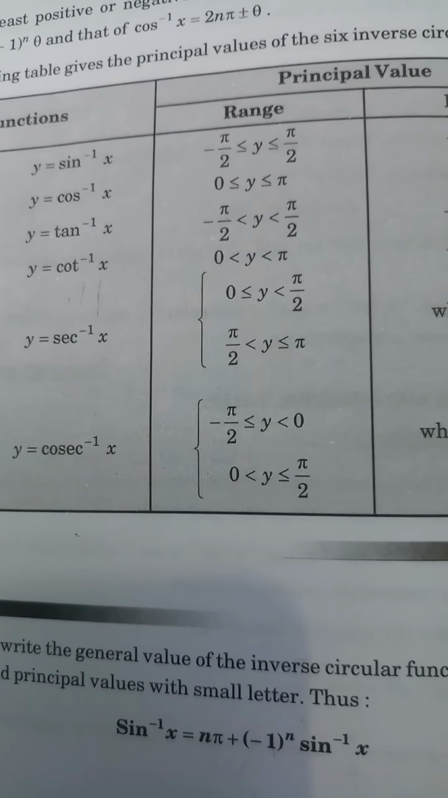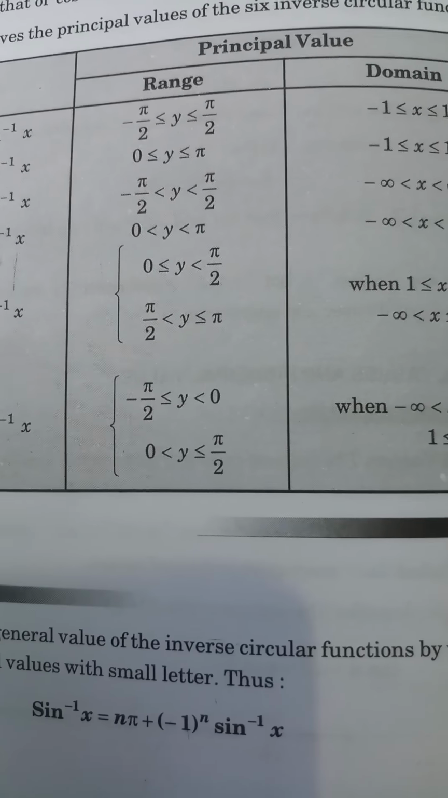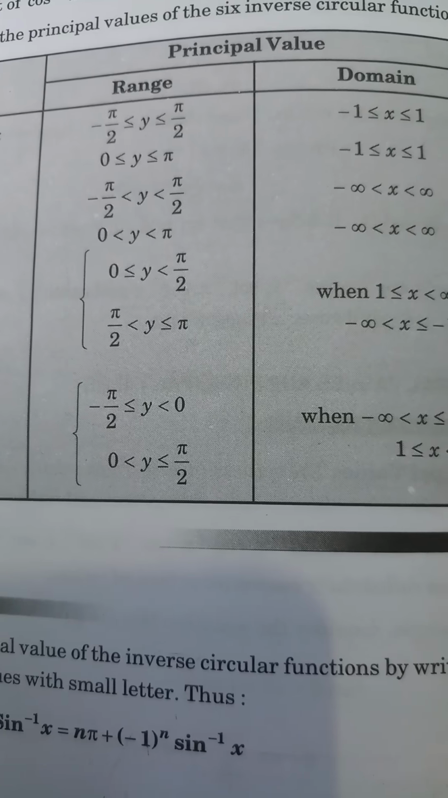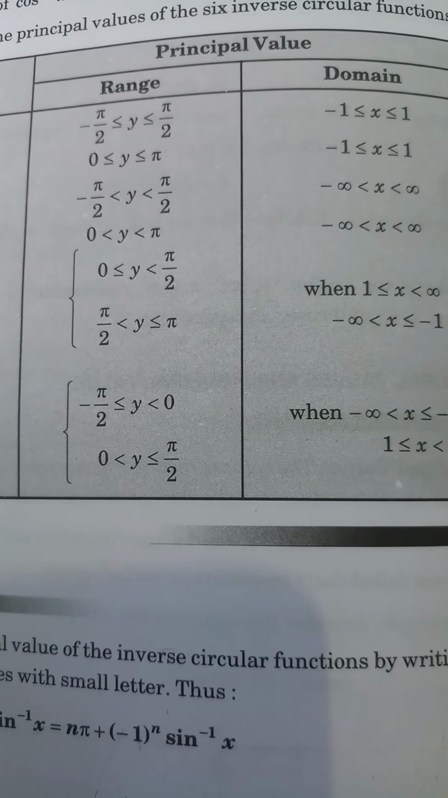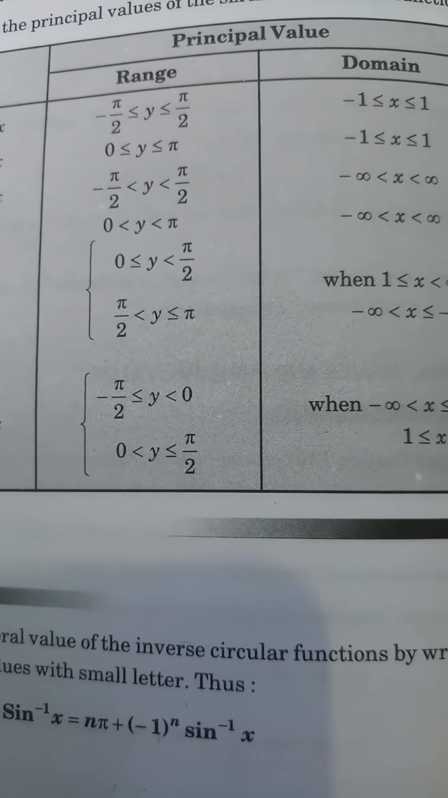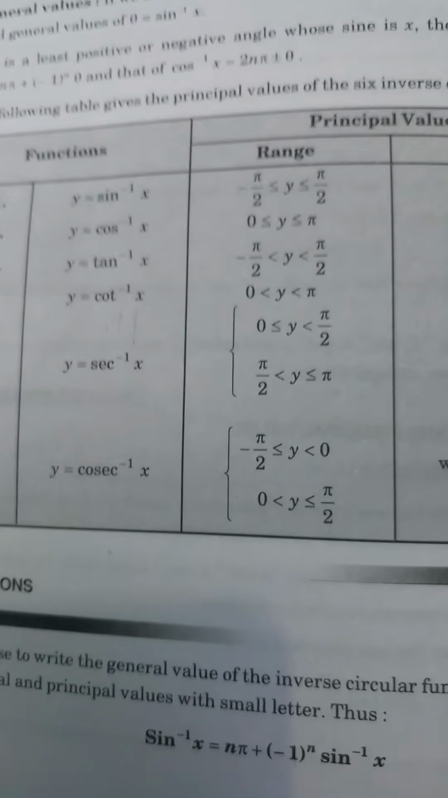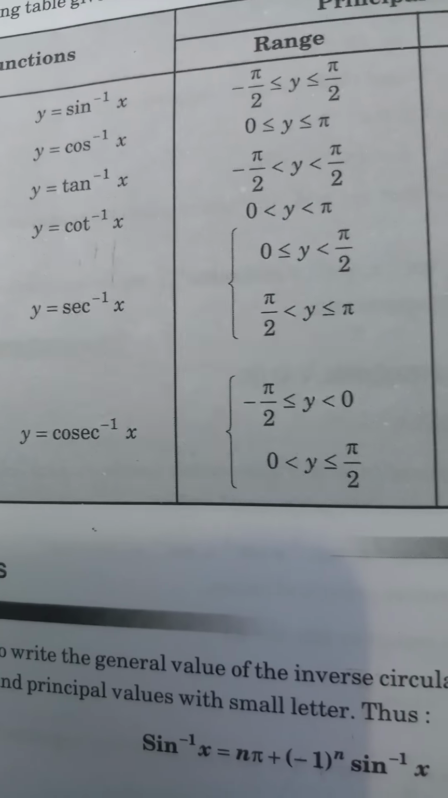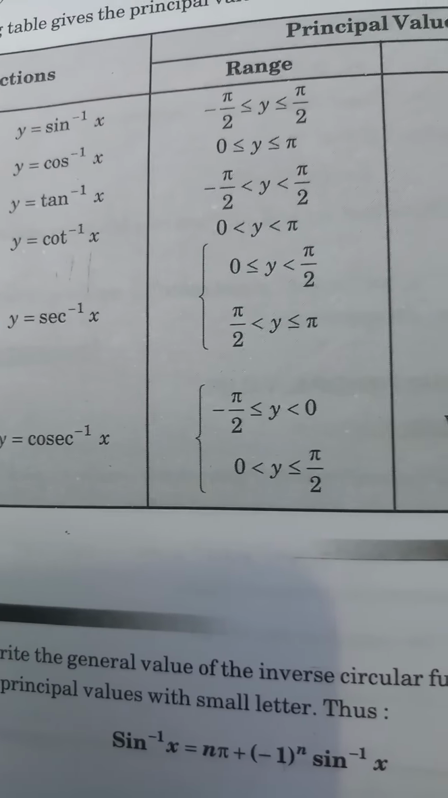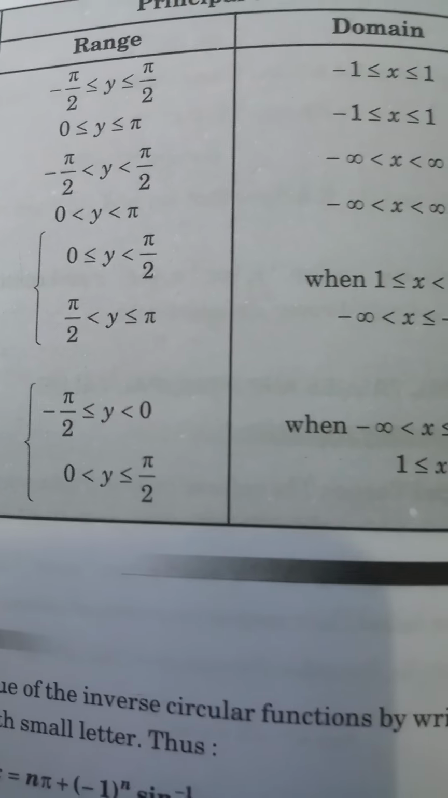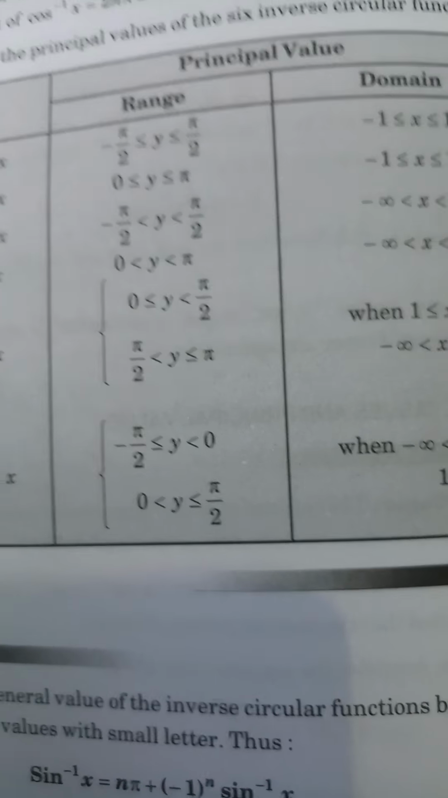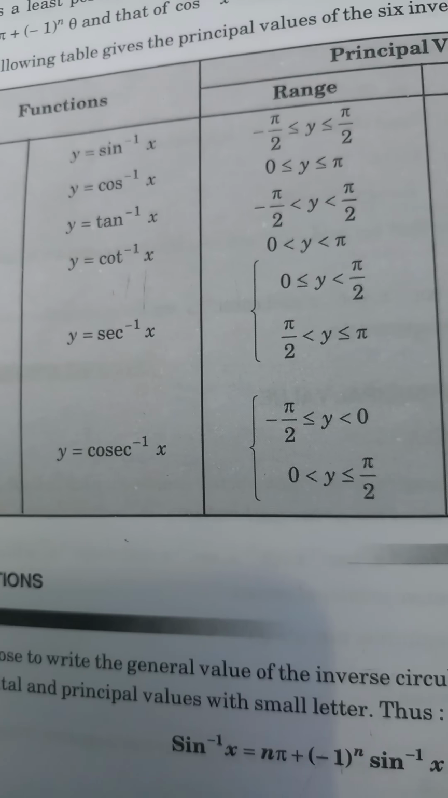Y equal to tan inverse x. The domain is x running from -infinity to +infinity, and the range is minus pi by 2 to plus pi by 2. Y equal to cot inverse x. The domain is x lies between -infinity and +infinity, and the range is 0 less than y less than pi.